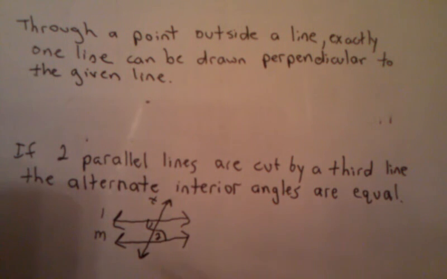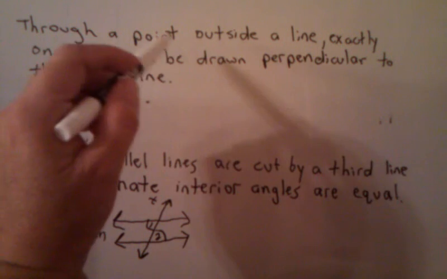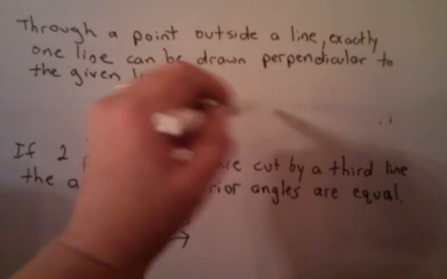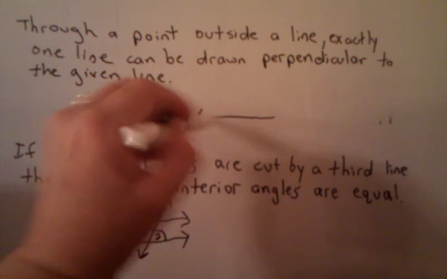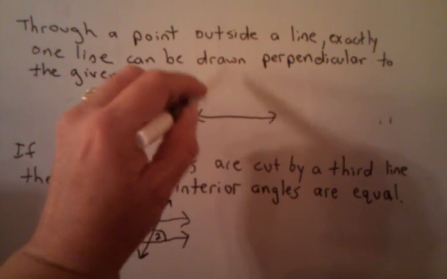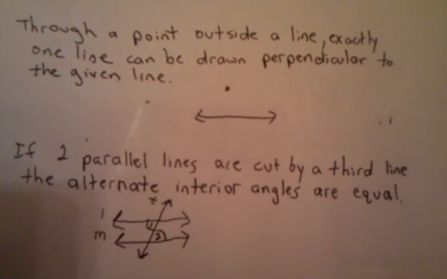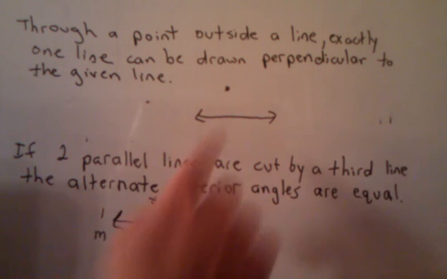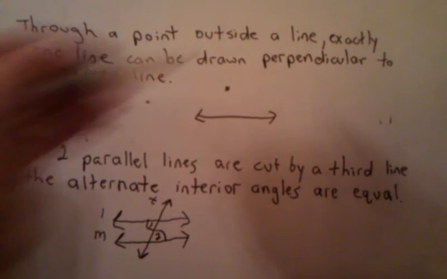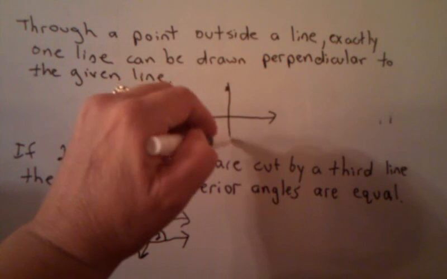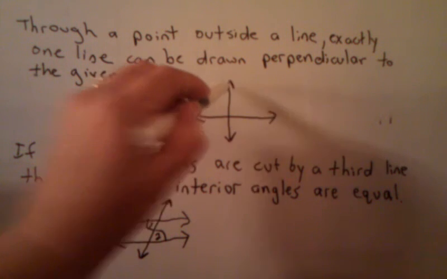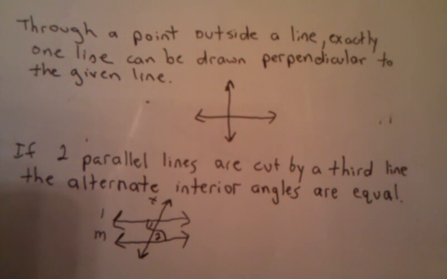So let's draw a picture. Here's a line. Here's a point that's outside the line. It says exactly one line can be drawn perpendicular to the line. So here's my diagram. Perpendicular means an intersection.